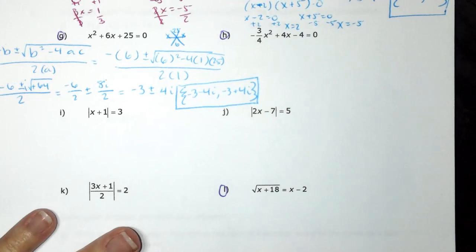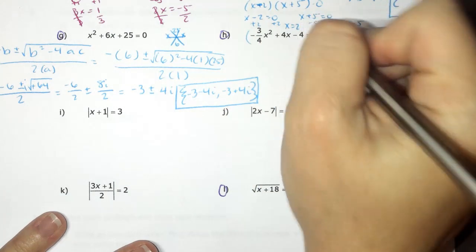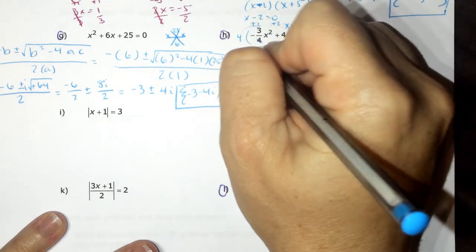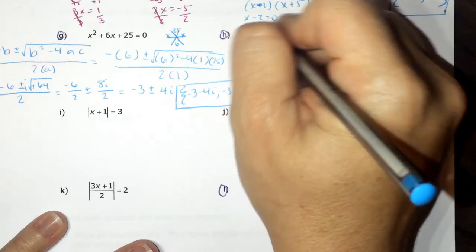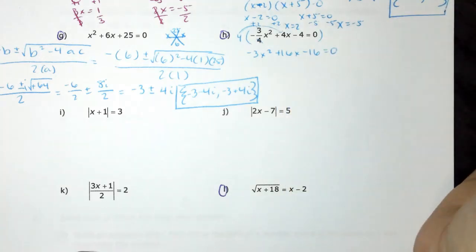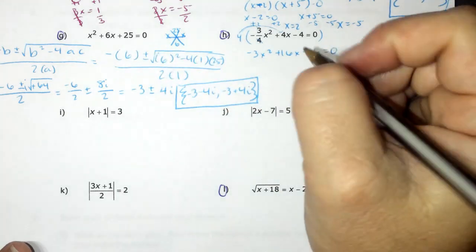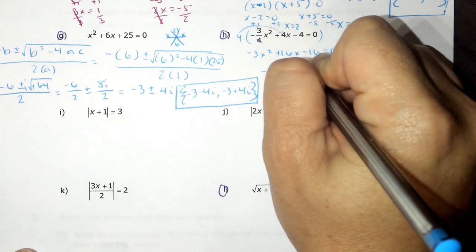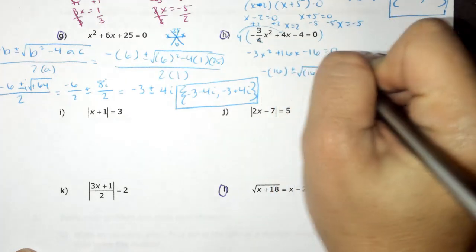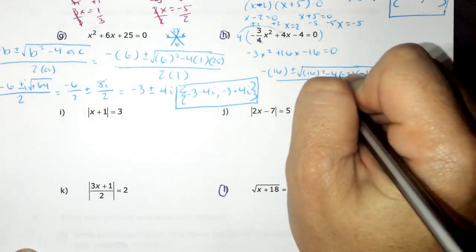Now this next one, I have to get rid of the denominator. So I'm going to multiply this whole thing by 4. And when I distribute, that cancels, and I have negative 3x squared. 4 times 4x is 16x. 4 times negative 4 is negative 16, and it already equals 0. I'm going to go ahead and just use my quadratic formula. So negative b is 16 plus or minus the square root of b squared minus 4 times negative 3 times negative 16, all over 2 times negative 3.